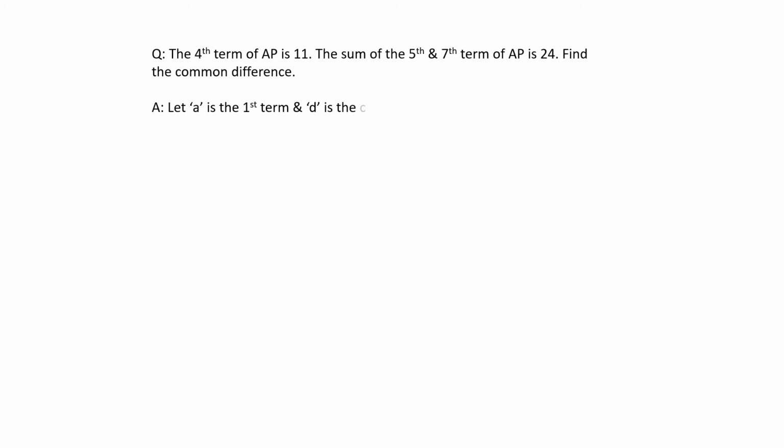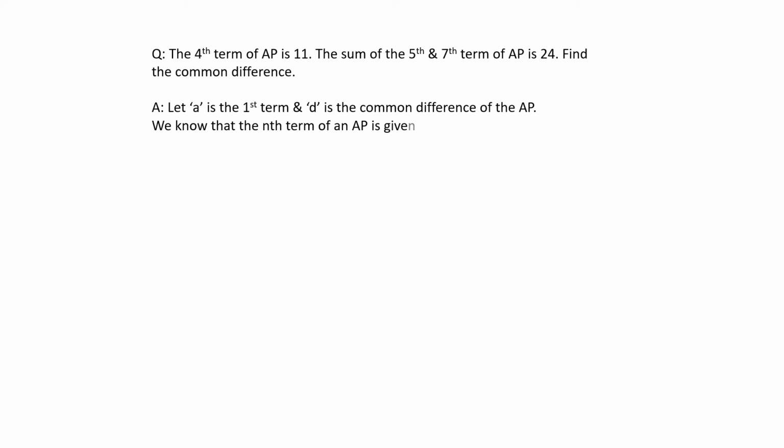The next question is, the fourth term of an AP is 11. The sum of the fifth and seventh term of an AP is 24. Find the common difference. Let a be the first term and d be the common difference of the AP series.